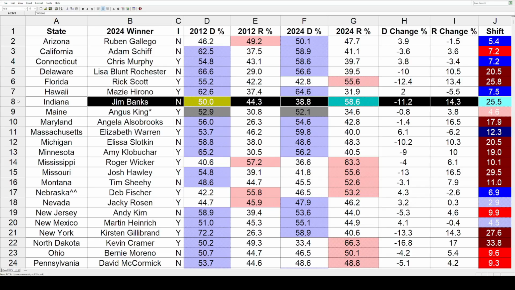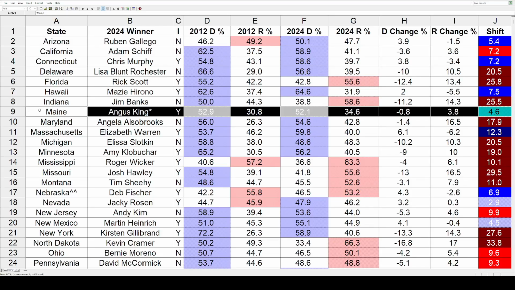Indiana was also won by Democrat Joe Donnelly in 2012. Since then, it shifted a huge 25.5 toward the Republicans. In Maine, again, Angus King here is technically an independent. He did run against both Democrats and Republicans in both of these years, so there's an asterisk there, so you might not want to use the data at all. But if you do, this is going to compare King to the Republican candidate in that race. It's not going to factor in the actual Democrat. If you go by that, the state moved toward the right by 4.6.